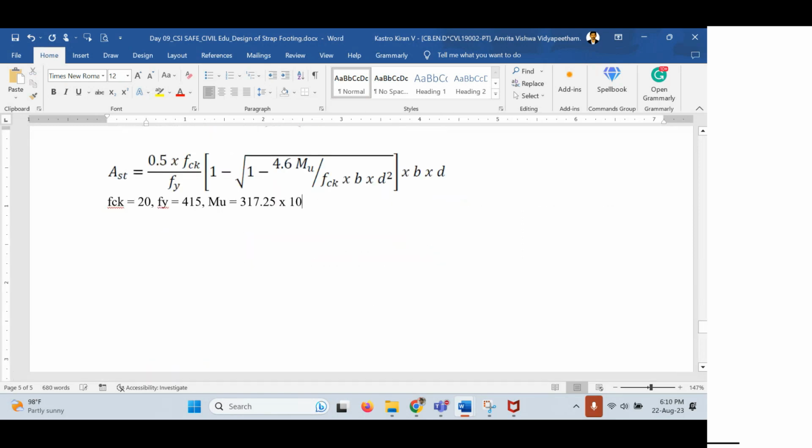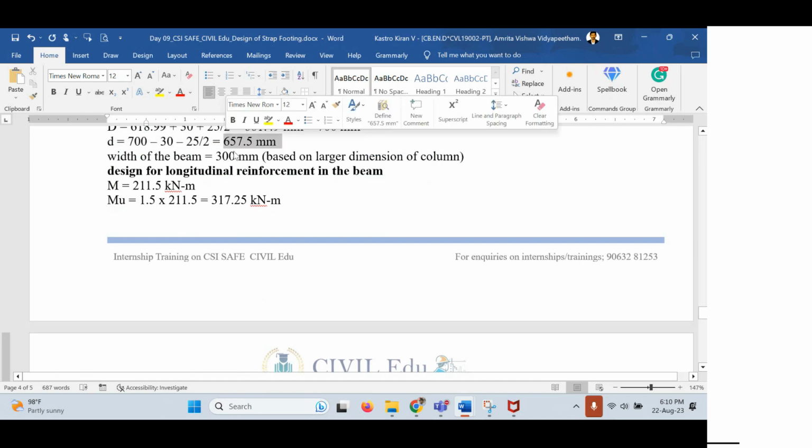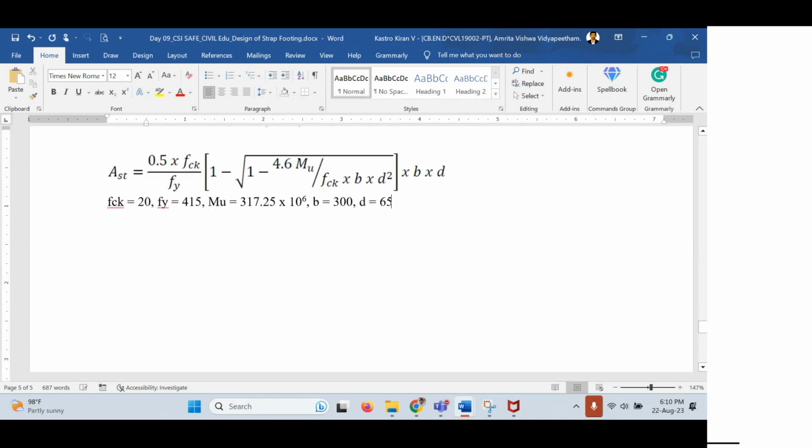317.25 into 10 power 6, and then the value of B, where B is the width of the beam. We have already discussed this, which is 300 mm, and D, which is the effective depth. What is the effective depth value? You can see here, it is 657.5. So D equals 657.5 mm. If you substitute all these values, you get Ast equals 1609 mm square. This is the area of steel that we have to provide in the beam.